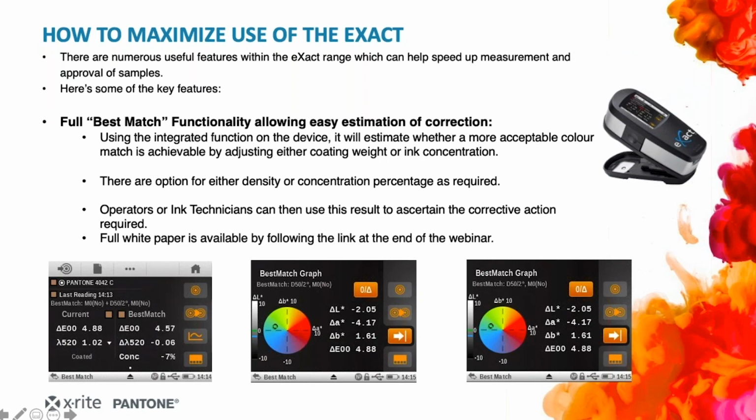Quite often when the human eye sees a difference in color, the first reaction is simply to reduce or increase the strength of that color.